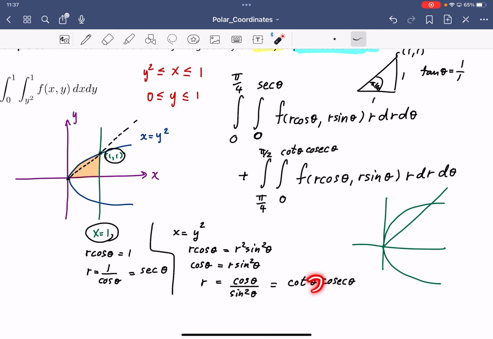Well, because when theta starts from pi over 4, it's here, right? But when theta keeps going, the value here gets smaller each time, but when it hits pi over 2, this is done at 0.